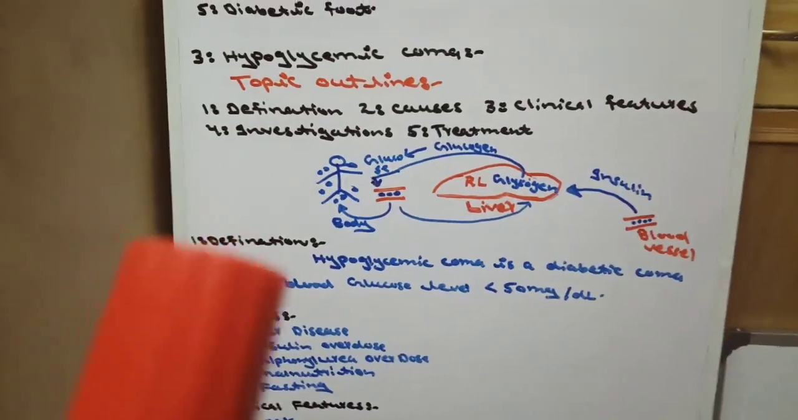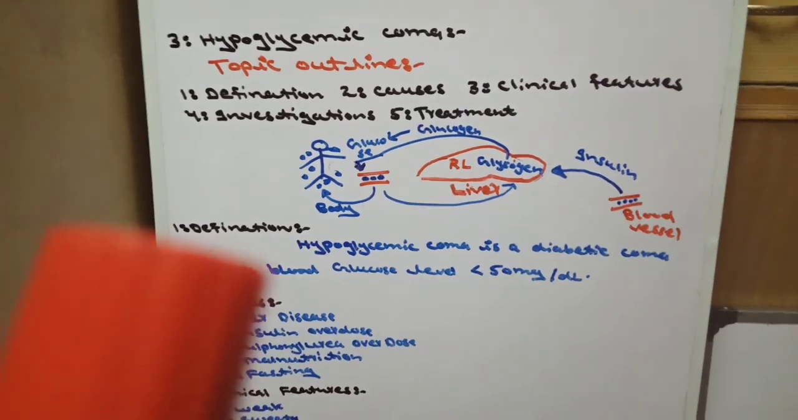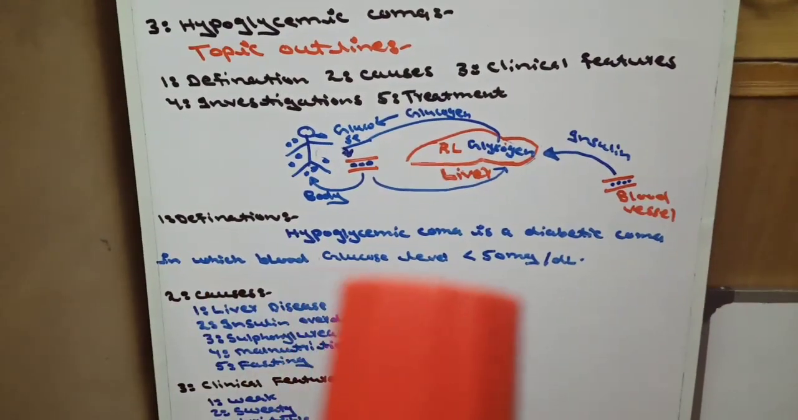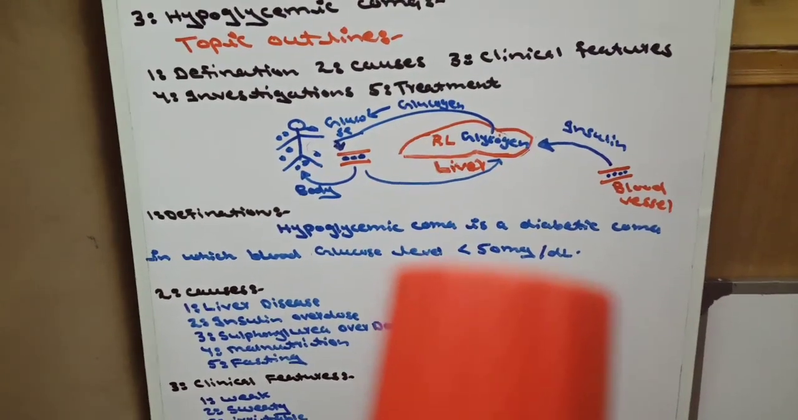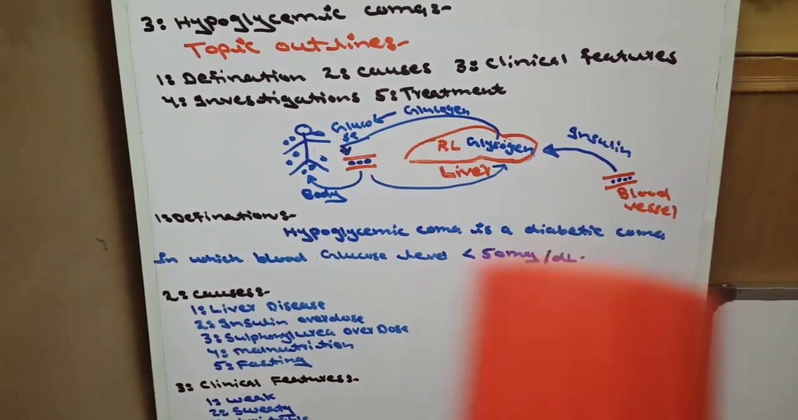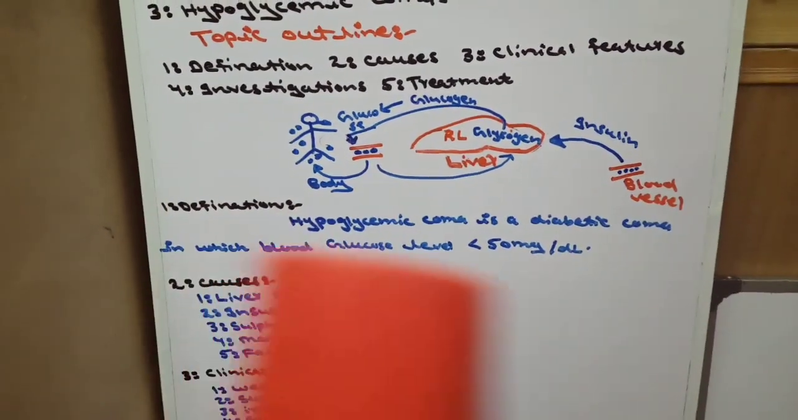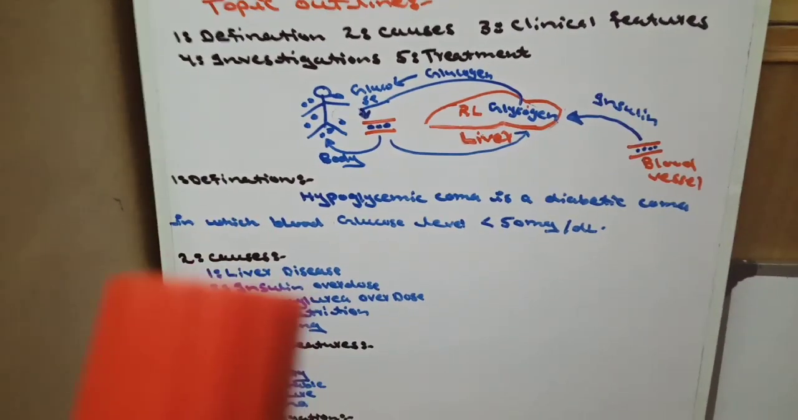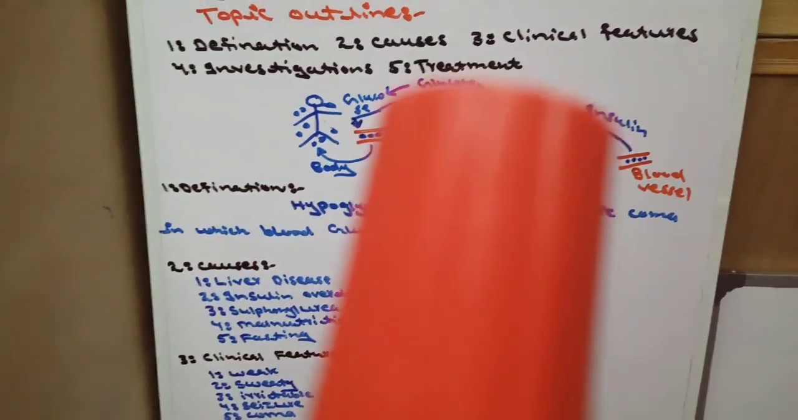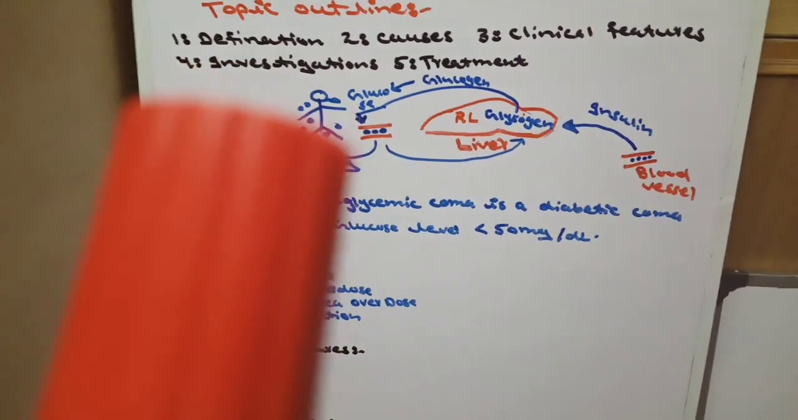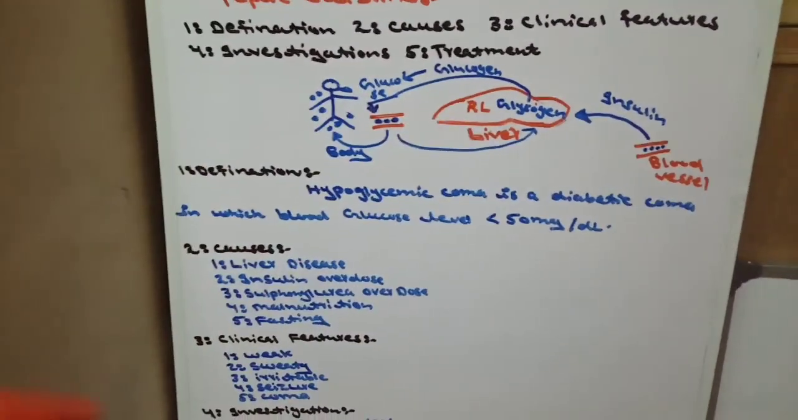But now here is the definition of hypoglycemic coma. What is the definition? Hypoglycemic coma is a diabetic coma in which blood glucose level is less than 50 milligram per deciliter. This is the definition of hypoglycemic coma. Now causes. Number one, liver disease. If there is liver disease, the liver does not change glycogen into glucose, then glucose will not reach the blood. The first cause is liver disease.